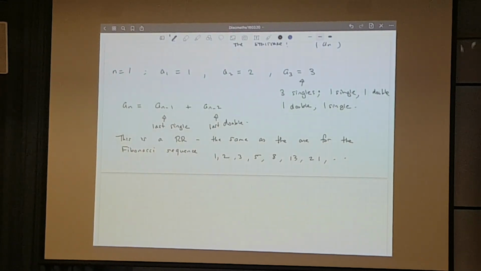Well, this has an explicit solution, and we'll come on to that later. But first of all, I want to do some other recursion relations that you have met before, including in school. Okay, so see you later for the solution.